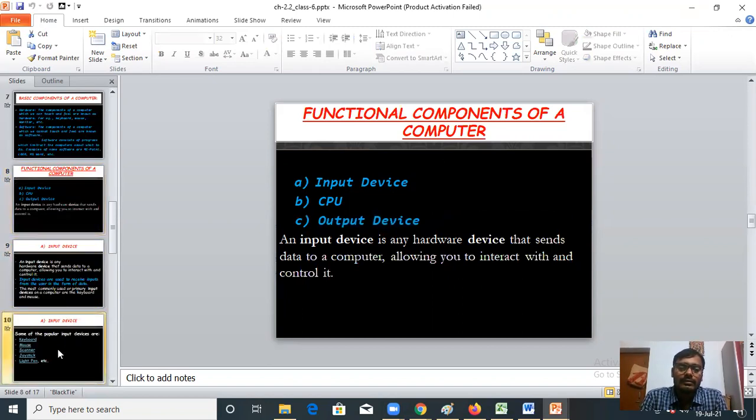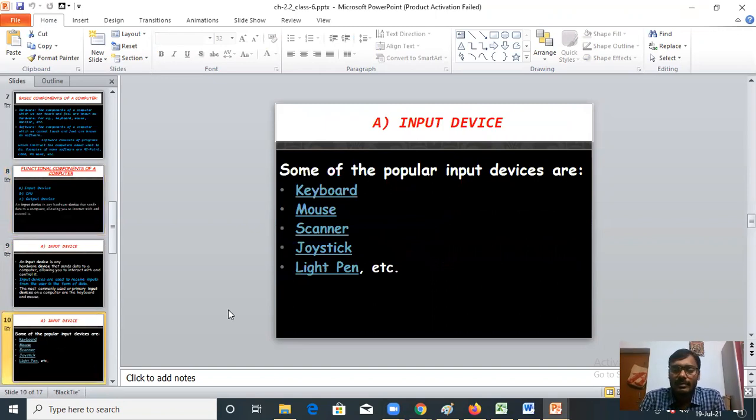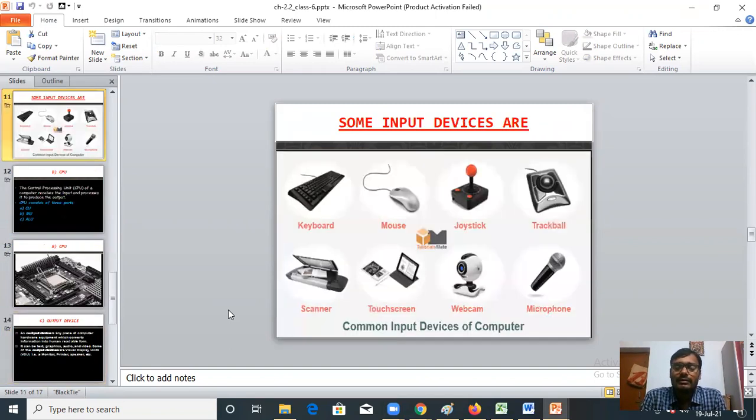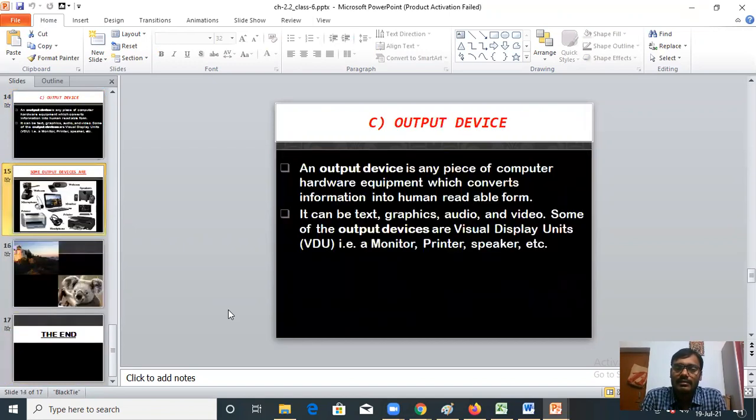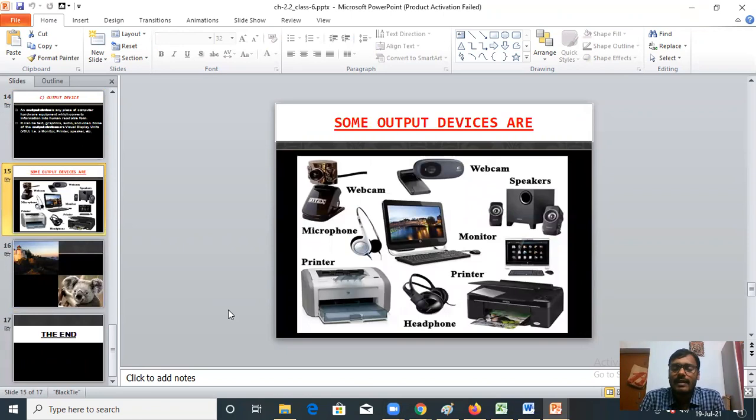Some examples of popular input devices are keyboard, mouse, scanner, joystick, light pen, digitizer, etc. In this picture, there are a few input devices, and in another picture there are some output devices. You can see the picture of output device. In this picture, there are some input devices also, and there are some output devices also.